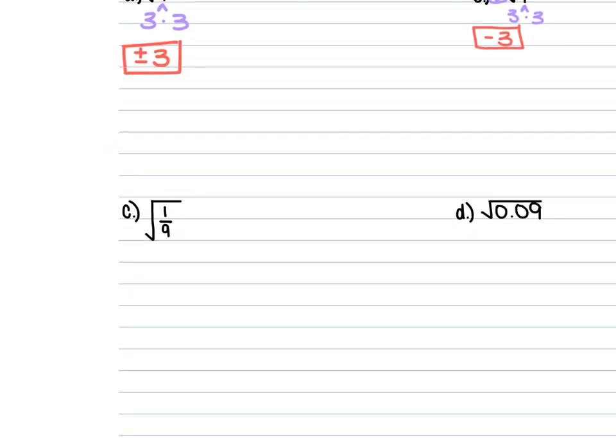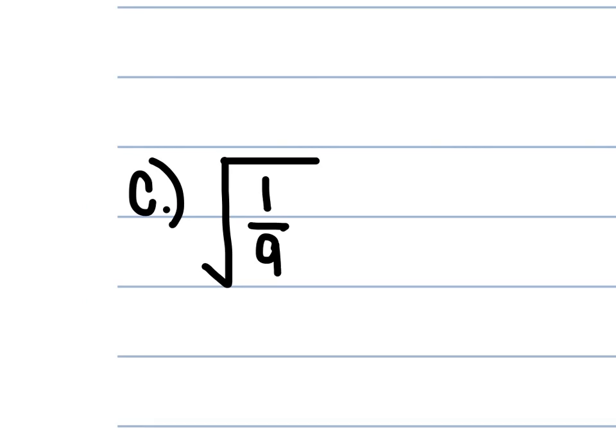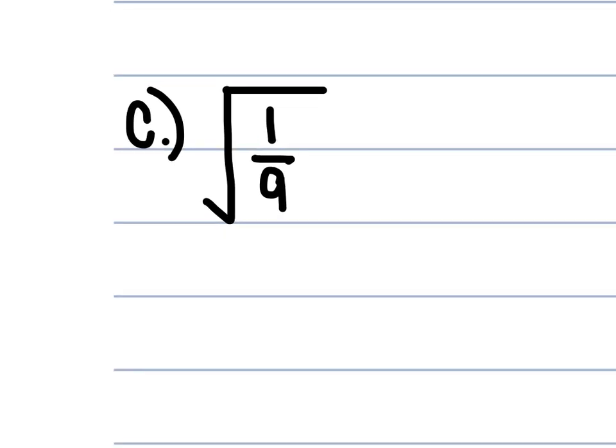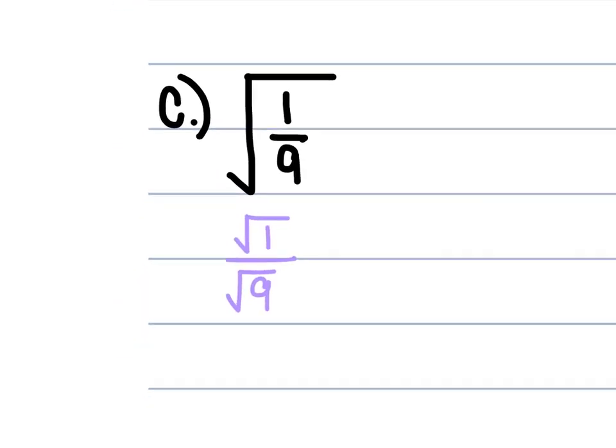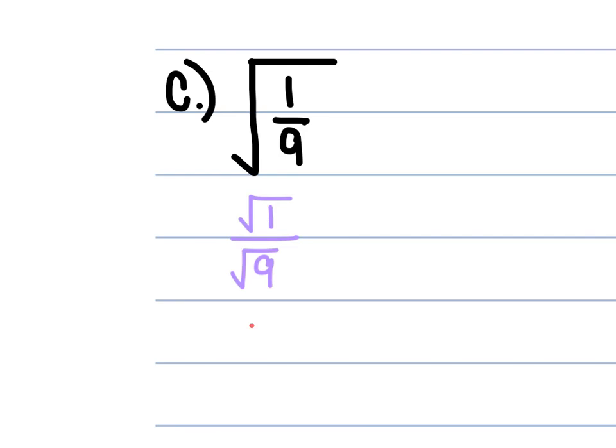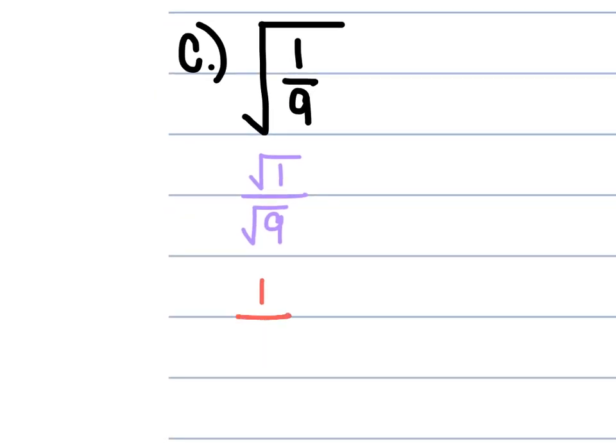For C, we have a fraction. When we have fractions, this radical goes over both the top and the bottom of that fraction. So it's like saying the square root of 1 over the square root of 9. We know that the square root of 1 is 1, and the square root of 9 is 3. So that's plus or minus 1/3.